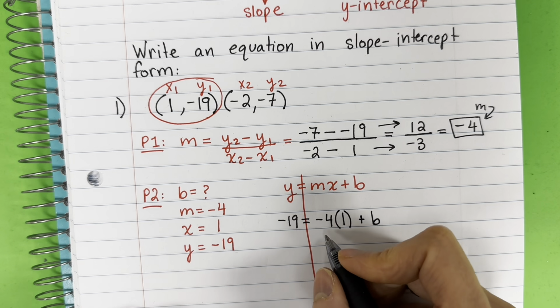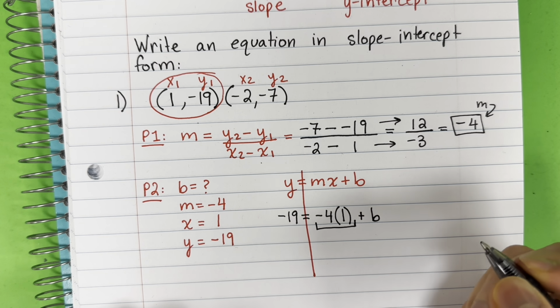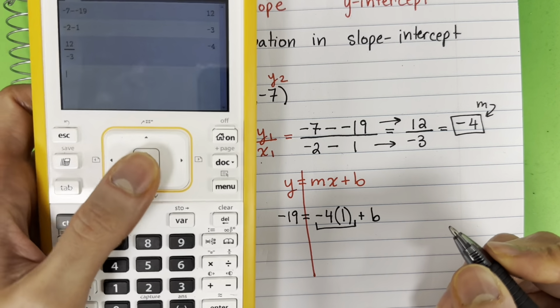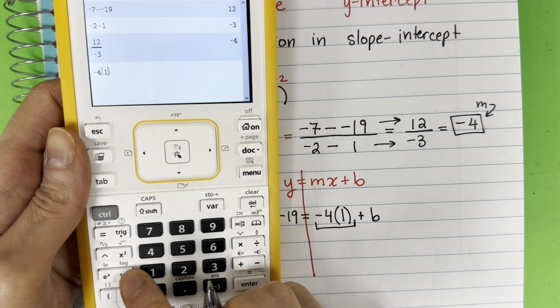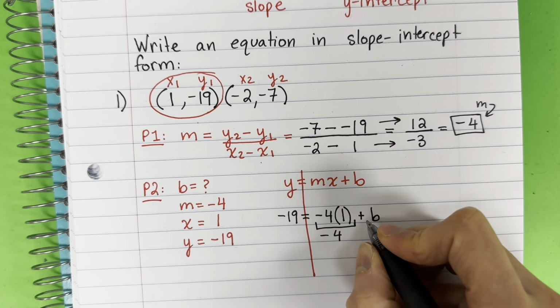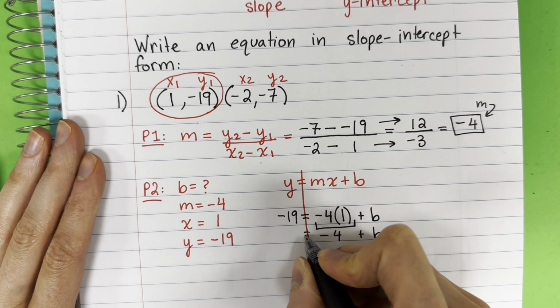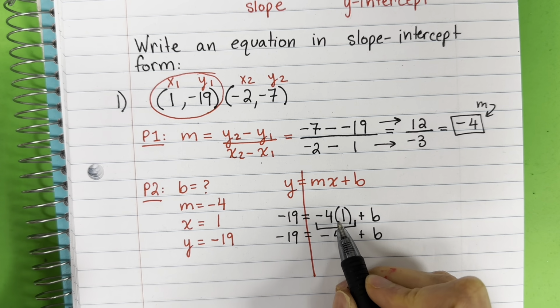Anytime you have parentheses, you got to do that first. So this is my parenthesis pair. I'm going to go ahead and do -4 times 1. -4 times 1. That is -4. Copy down plus b equals, copy down -19. So you just do the parenthesis group right there.